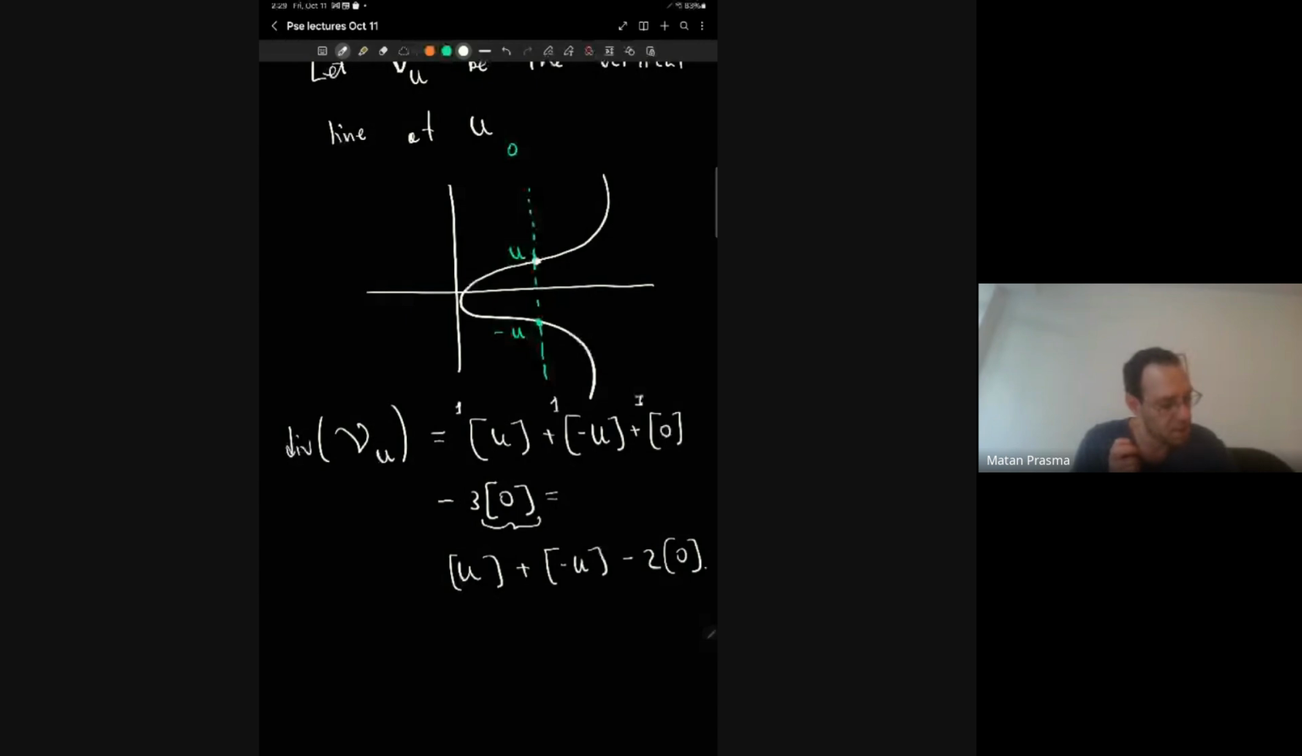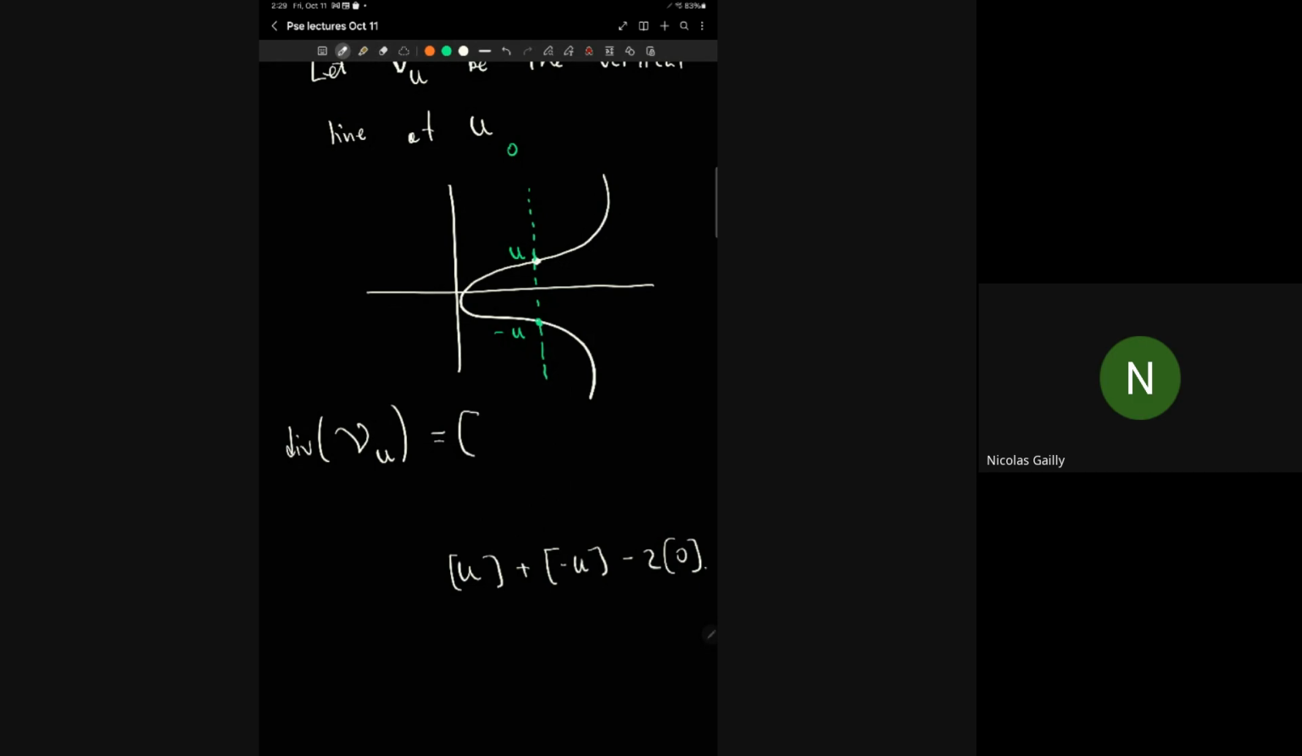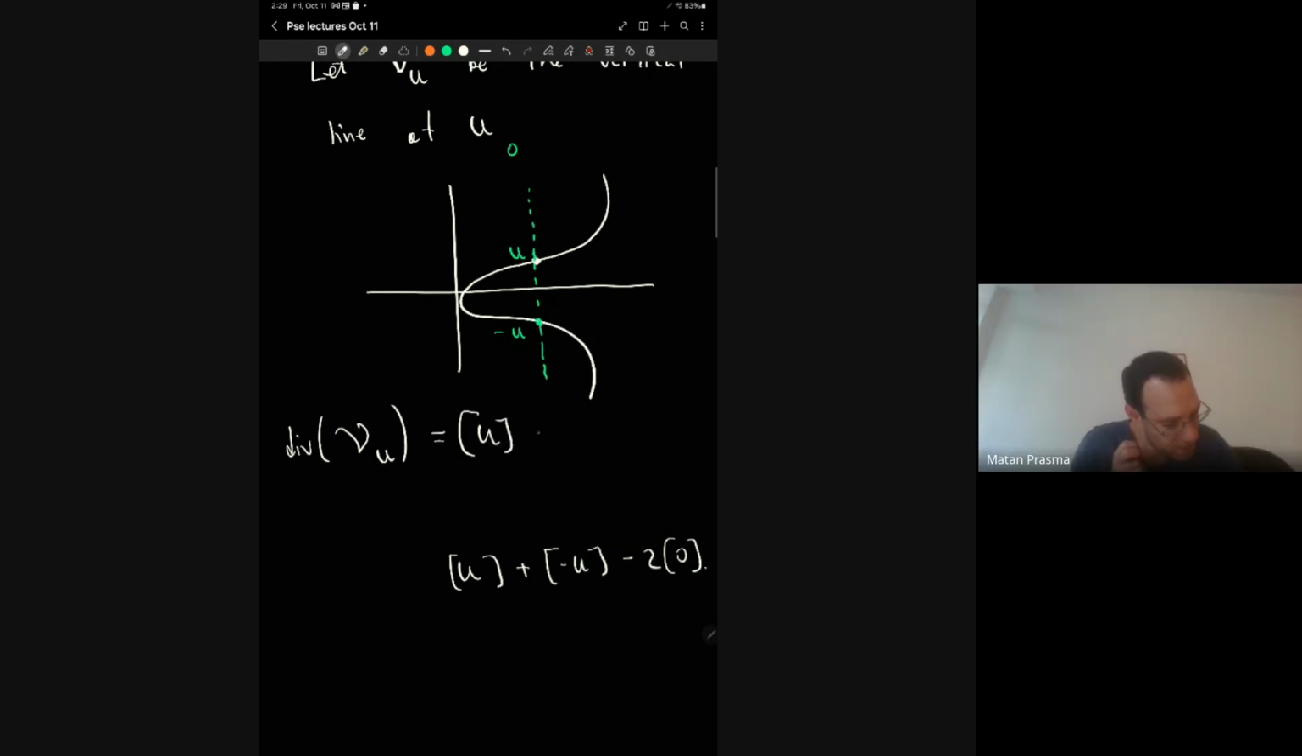Yeah, I guess I gave some heuristic explanation, but if you calculate the vertical line, you get U plus minus U minus 2O.